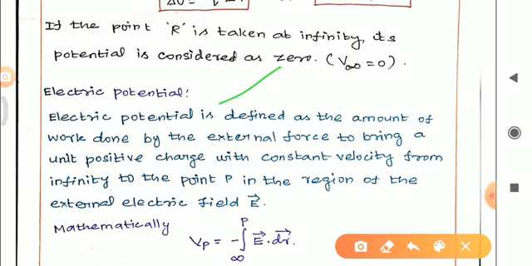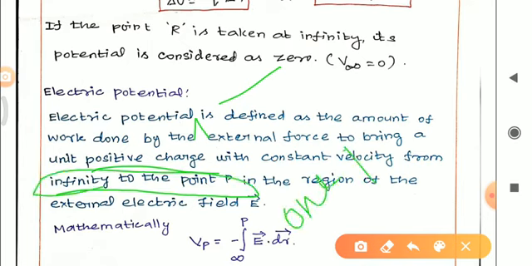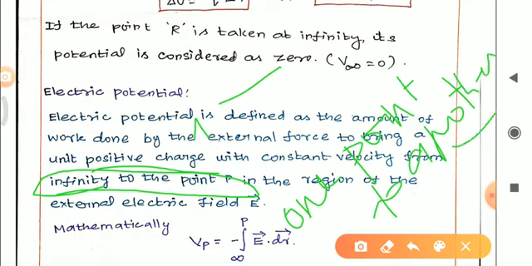What is the main difference between them? Which term has to be changed for electric potential from this definition? Electric potential is defined as the amount of work done by the external force to bring the unit positive charge. Up to this there is no change, with constant velocity from infinity to that point. For potential difference, it should be replaced as one point to another point. This is the definition for potential difference.